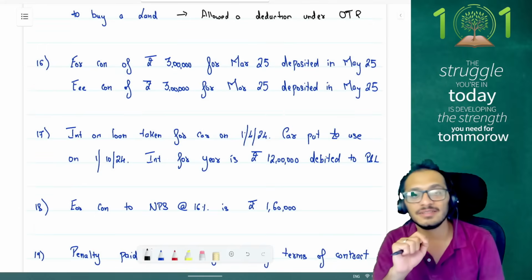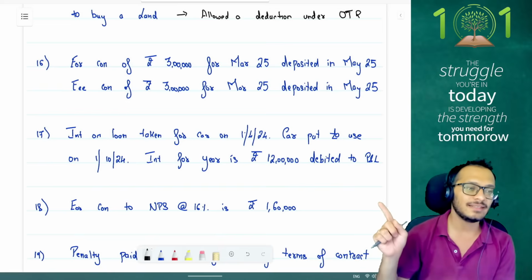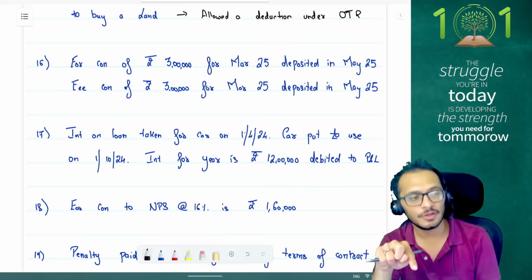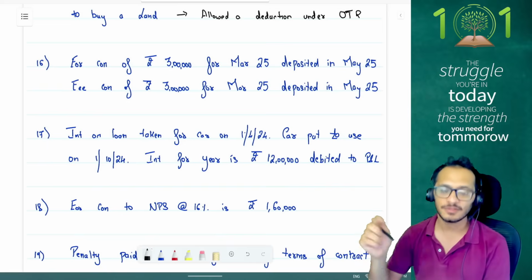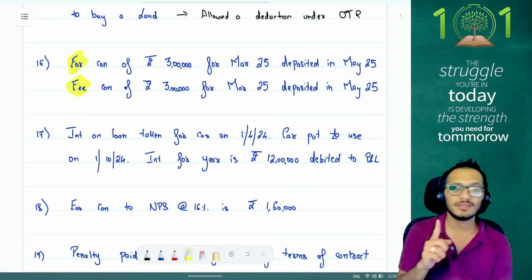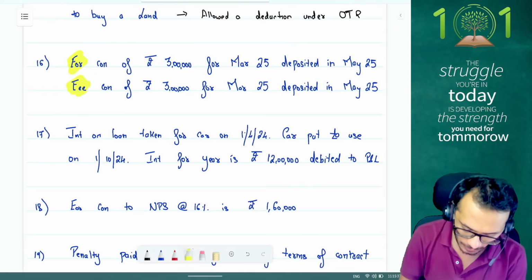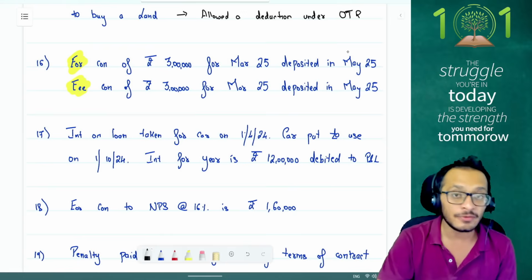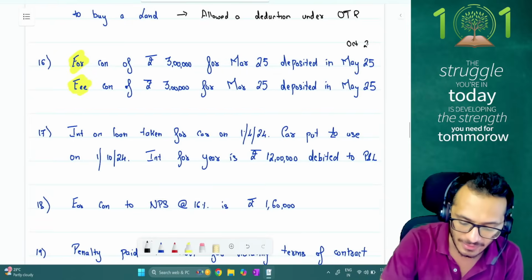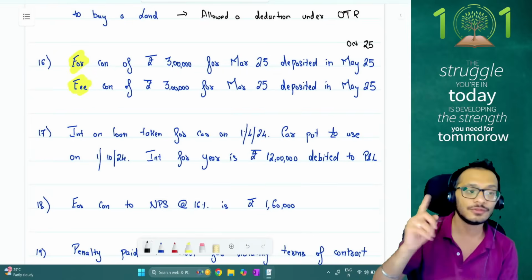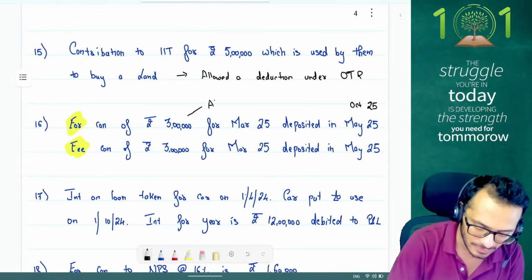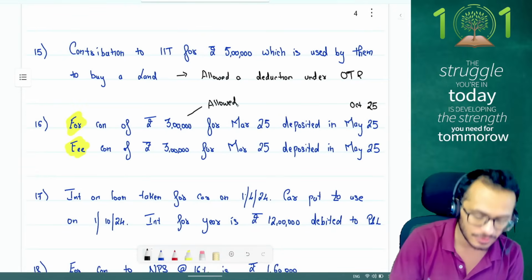Question 16, something which gets tested in the exam very often, people. It says employer contribution of 3 lakhs for March 25 is deposited in May 25, and employee contribution of 3 lakhs for March 25 is deposited in May 25. Notice the first one is employer, the second one is employee. What is the difference, people? When it comes to employer contribution, you can pay it up to the due date of return filing, which means you had time until October 25. I have made the deposit by May 25 itself, which means no implications here, fully allowed as deduction. So I have no restriction here.